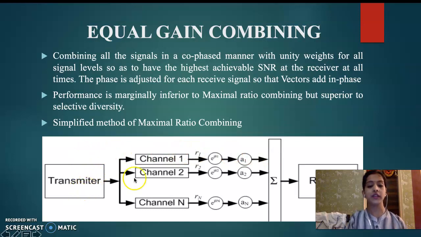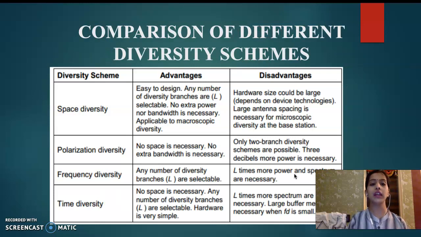The transmitter is transmitting the signal and these signals are passing through the n number of channels. Here also we are co-phasing our signals, but here we are using unity weights. Then we will combine our signals and with the highest SNR we will get our output signal. Then here is a comparison of different diversity schemes.